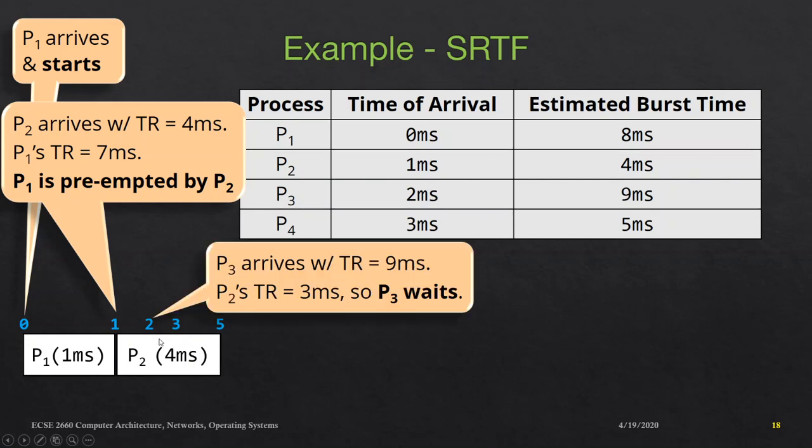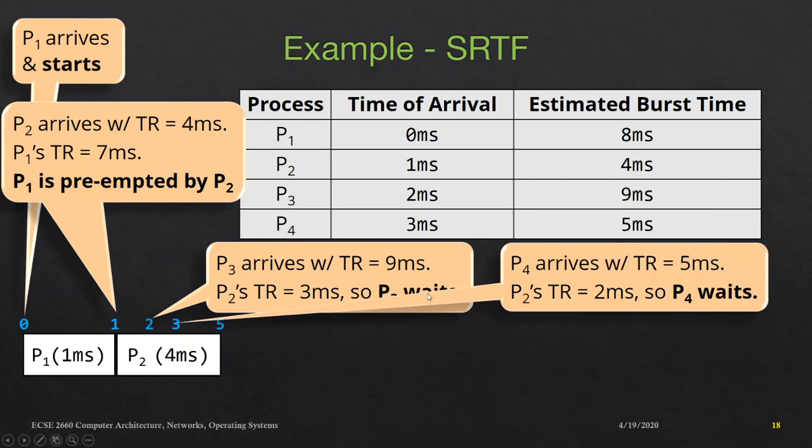So at 2 milliseconds, P3 arrives with a time remaining of 9 milliseconds, all of it. And at that moment, P2's time remaining was 3 milliseconds. So P3 had to wait. Similar thing for 3 milliseconds.